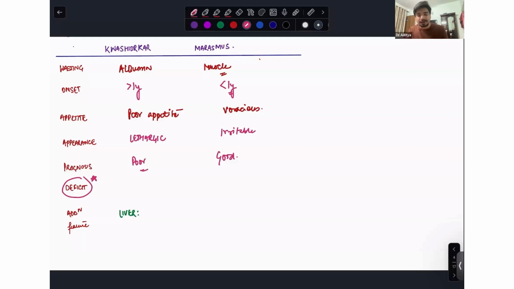That's why I'm making you write it down here. As far as Kwashiorkor is concerned, the deficit is protein deficit. As far as marasmus is concerned, the deficit is calorie deficit.